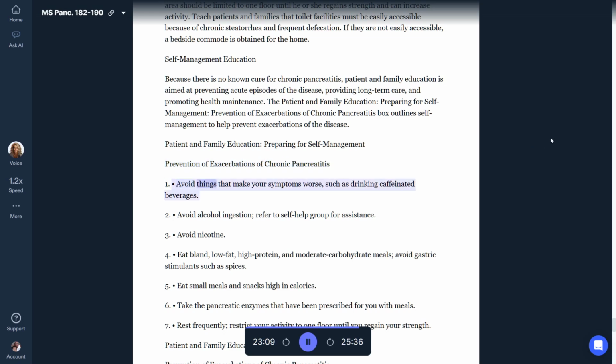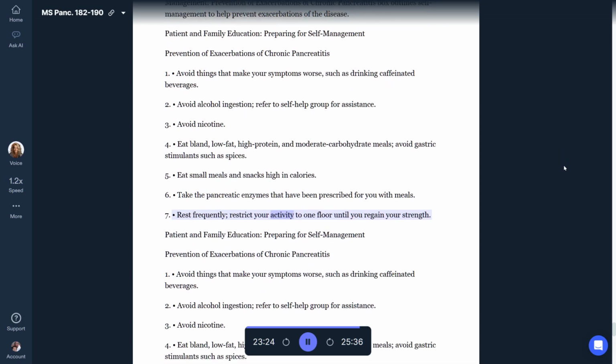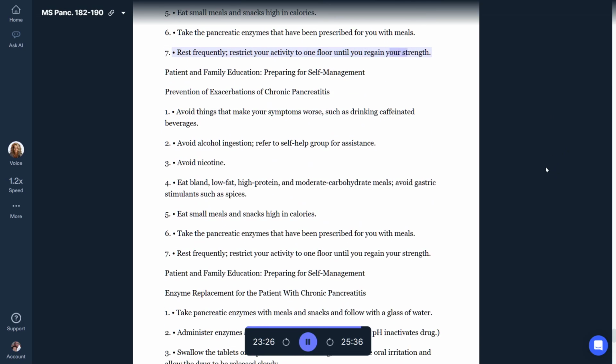1. Avoid things that make your symptoms worse, such as drinking caffeinated beverages. 2. Avoid alcohol ingestion; refer to a self-help group for assistance. 3. Avoid nicotine. 4. Eat bland, low-fat, high-protein, and moderate carbohydrate meals. Avoid gastric stimulants such as spices. 5. Eat small meals and snacks high in calories. 6. Take the pancreatic enzymes that have been prescribed for you with meals. 7. Rest frequently. Restrict your activity to one floor until you regain your strength.